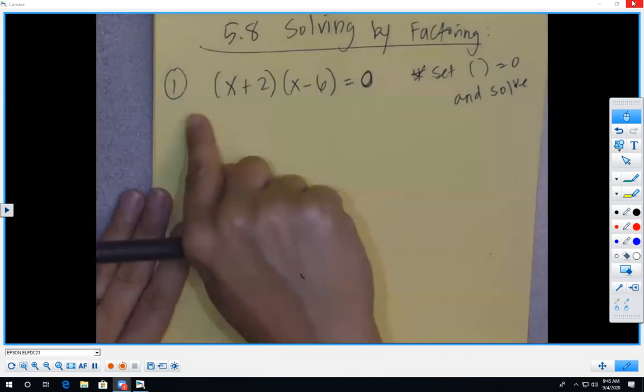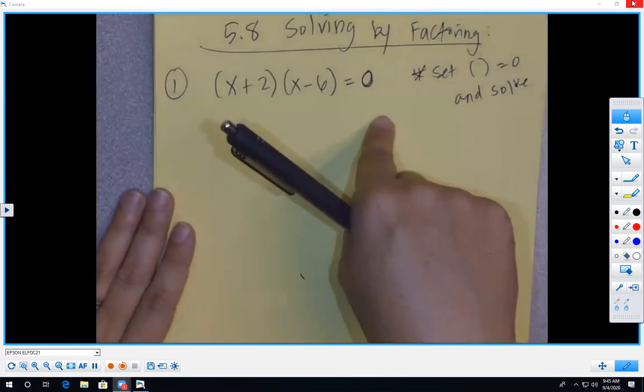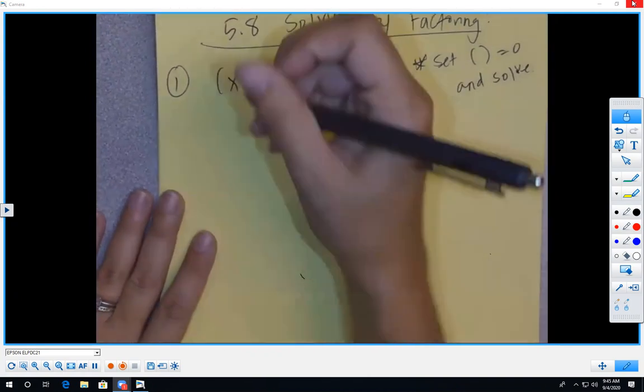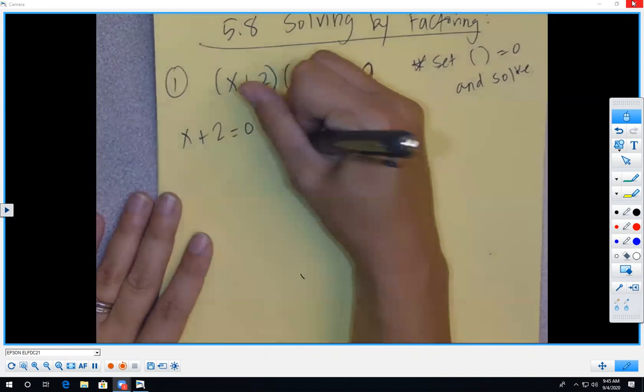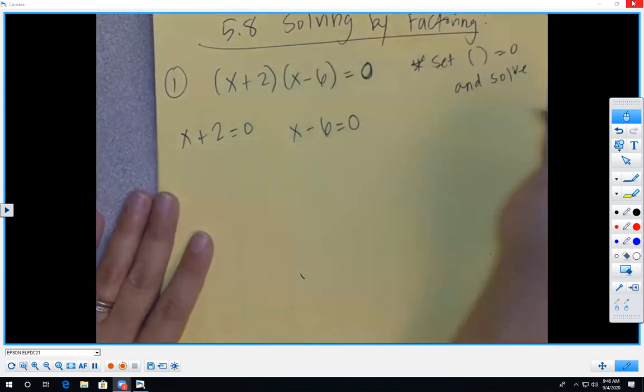So in this case, it's already factored for us. Sometimes we actually have to factor it first. Already factored for us. Set them both equal to 0. So x plus 2 equals 0. x minus 6 equals 0.